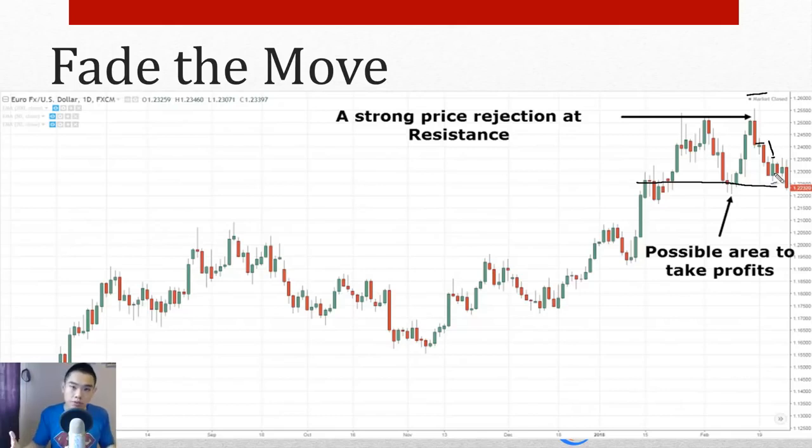If it shows signs of reversal, chances are the pullback might end and the trend would continue. So this is where my trade management comes in. It will be more conservative, where my trailing stop loss will be tighter in this case. All right, so this is what I call fade the move.